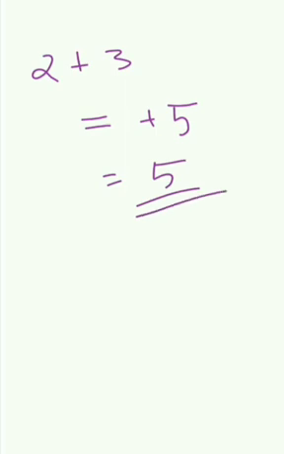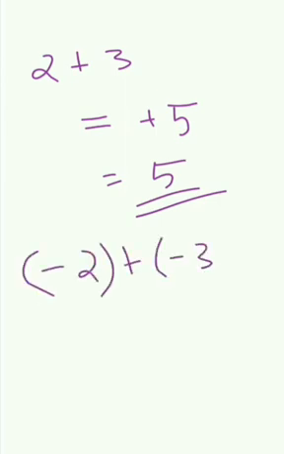So consider the next example, minus 2 plus minus 3. Here both the numbers are having the negative sign. So according to the rule, we need to first add their absolute values. And what is the absolute value of minus 2? It is 2. Absolute value of minus 3 is 3. So 2 plus 3 is 5.